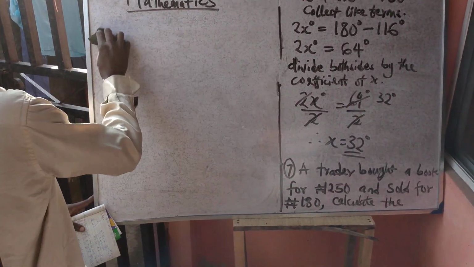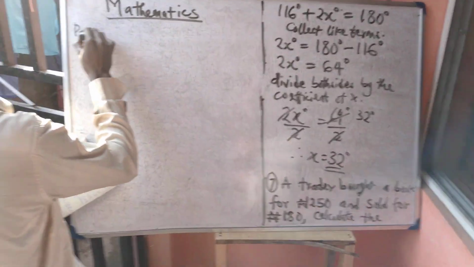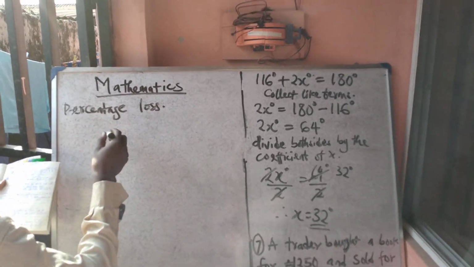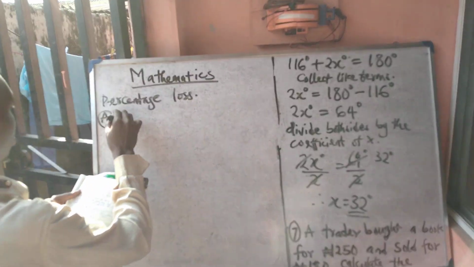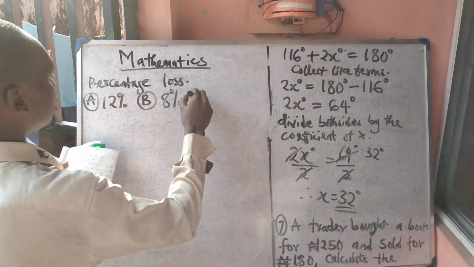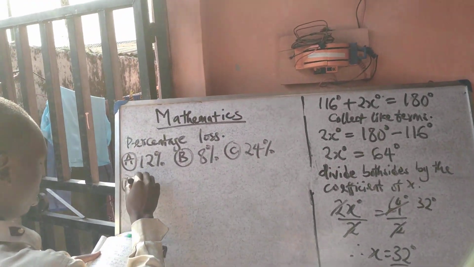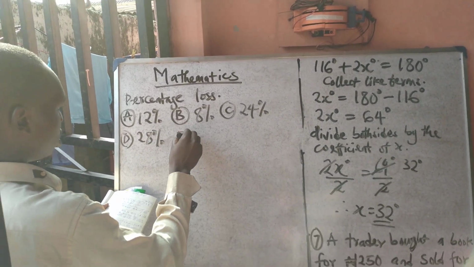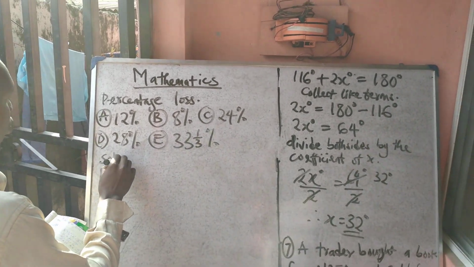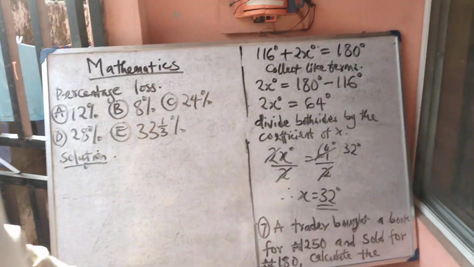Calculate the percentage loss. A, you have 12%. B, you have 8%. C, you have 24%. D, you have 28%. E, you have 33 and 1/3%. Let's solve that question. Solution.